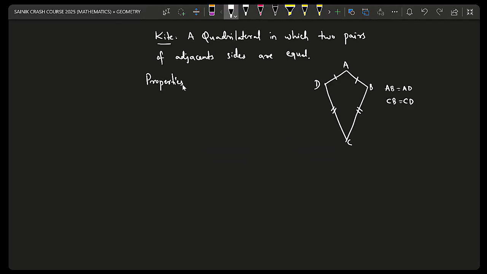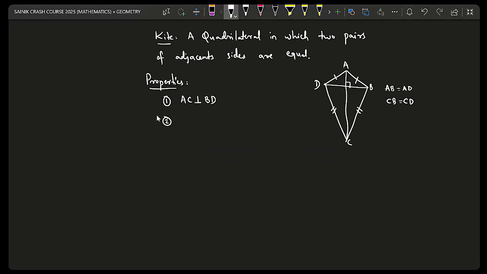So because every kite is a quadrilateral, it satisfies all the properties of quadrilateral. The sum of all the angles is 360 degrees and the number of diagonals is 2. Other than that, it satisfies some more properties. If you draw AC, one diagonal, and BD, the other diagonal, they are at right angle to each other. So we can say AC is perpendicular to BD. This kind of property is observed in rhombus and square. You can see that the angle between diagonals is 90 degrees, and it is also seen in kite.